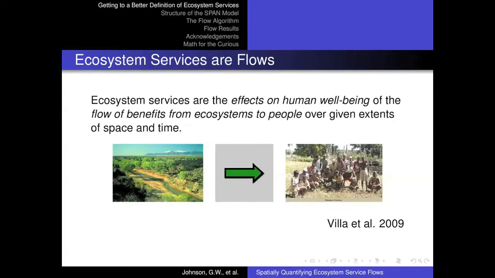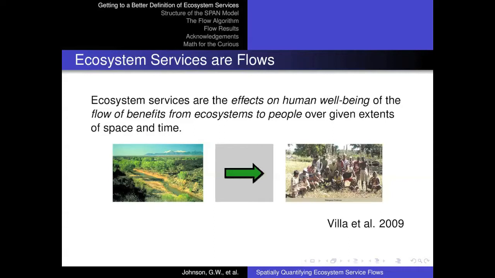So, we introduce a new definition of ecosystem services. We say, ecosystem services are the effects on human well-being of the flow of benefits from ecosystems to people, over a given extensive space and time. Right? So we're going to take that part into effect.